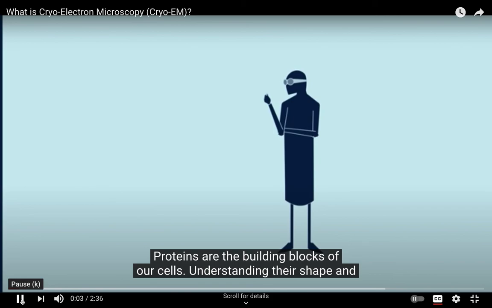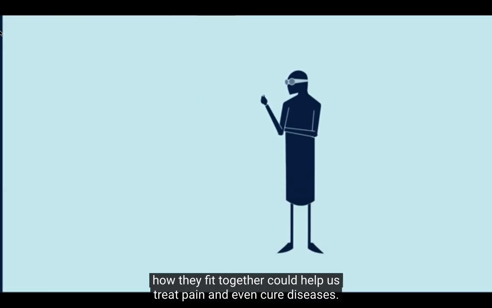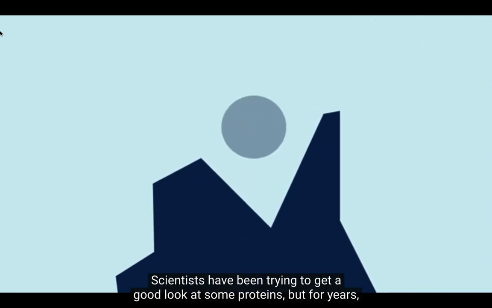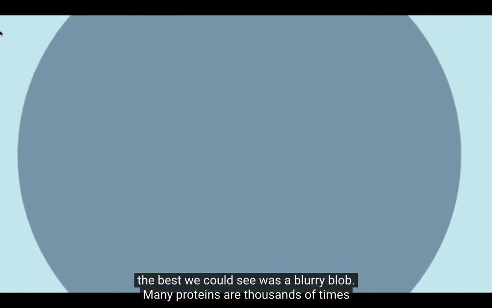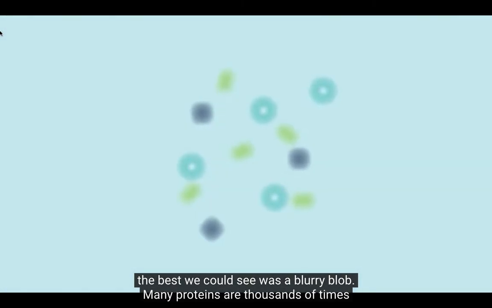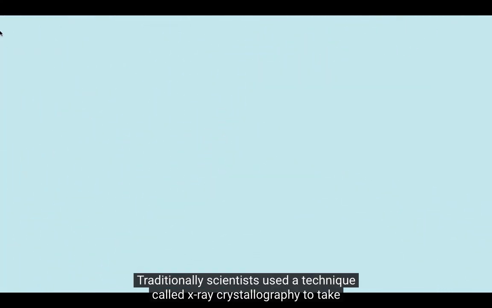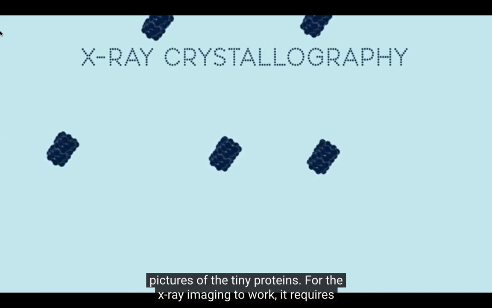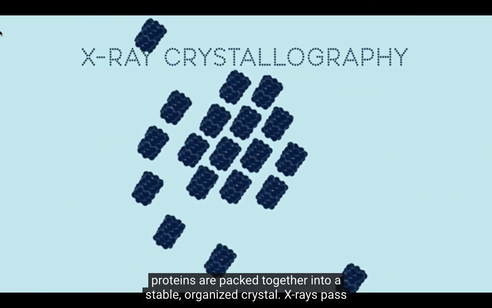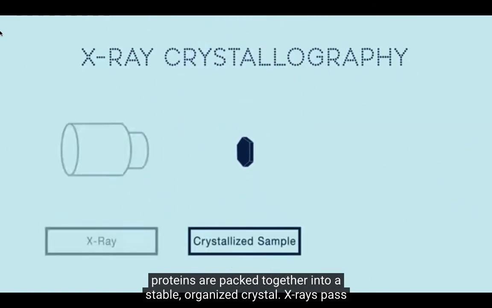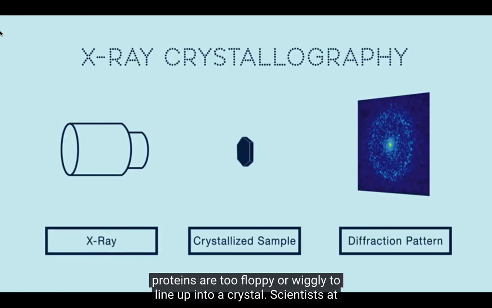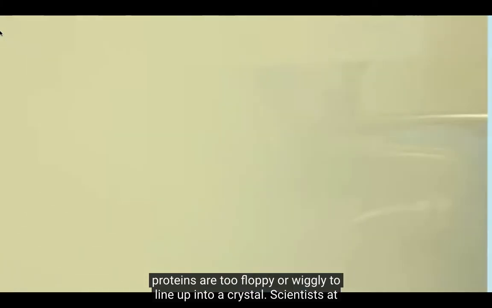Proteins are the building blocks of our cells. Understanding their shape and how they fit together can help us treat pain and even cure diseases. Scientists have been trying to get a good look at some proteins, but for years, the best we could see was a blurry blob. Many proteins are thousands of times smaller than the width of a human hair. Traditionally, scientists use a technique called X-ray crystallography to take pictures of the tiny proteins. For the X-ray imaging to work, it requires proteins are packed together into a stable, organized crystal. X-rays pass through the sample to create an image, but some of the body's most important proteins are too floppy or wiggly to line up into a crystal.